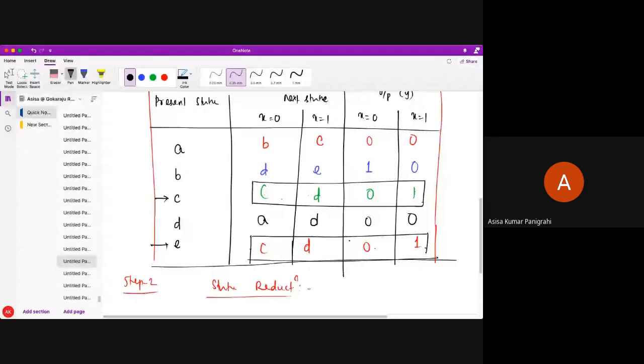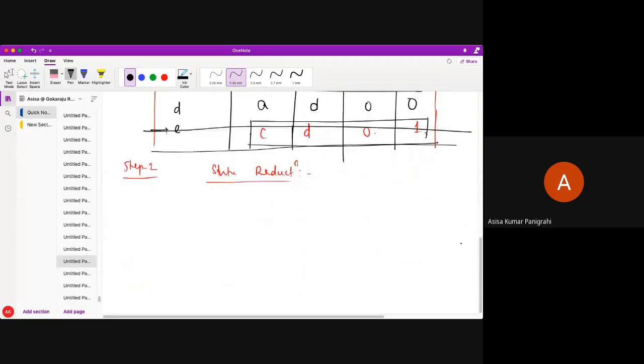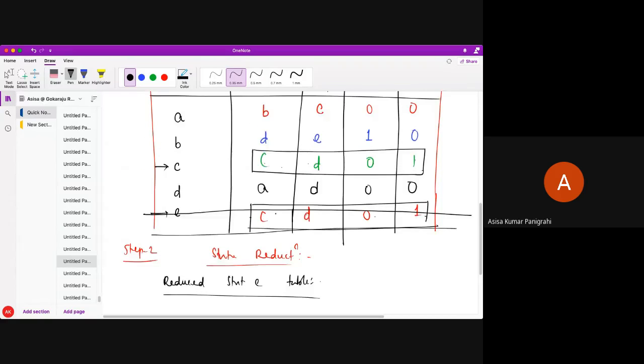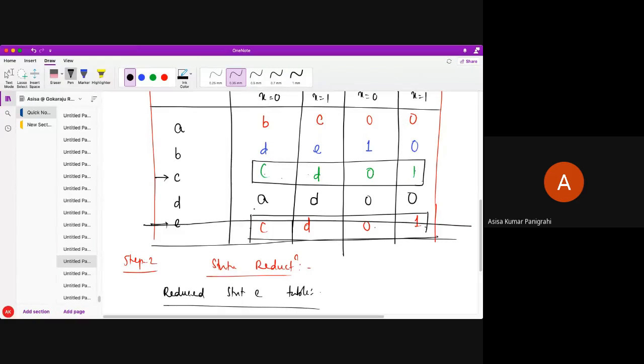So what I am going to do is remove this E. My reduced state table I am going to draw now. Are you all understanding what I have done here? I have just removed E because C and E have the same next state and output, so I can remove it. If I remove E, then anywhere E is present, as here, I have removed E from my design, so I just have to replace this E with C.